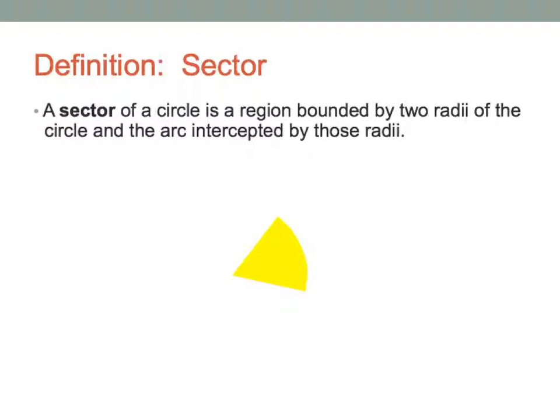Just to remind us, a sector of a circle is a region bounded by the two radii. Now remember, imagine this being the center of our circle, and the circle is extended out to here.